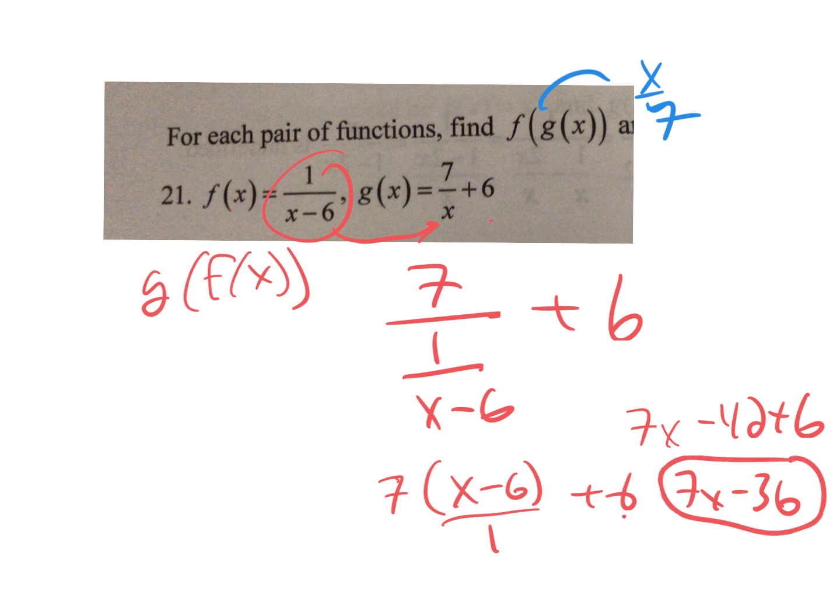I hope that helps. The whole reason for doing this is to show that the functions are inverses. In this case, they're not, because we're not getting x when we come out. Okay, I hope that helps explain what the book did.